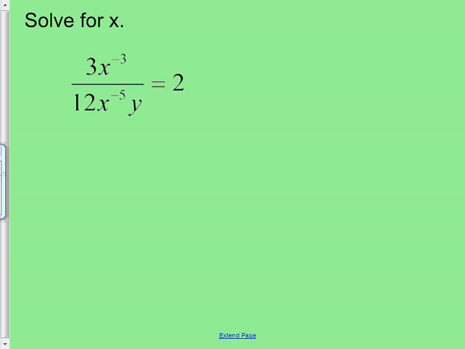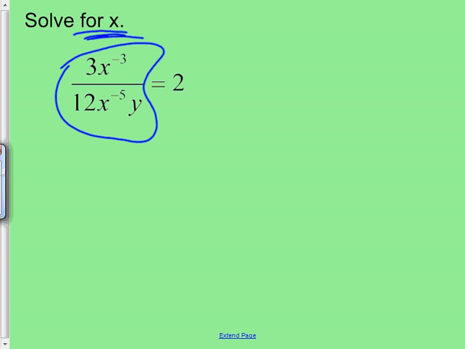You got to simplify this down, and notice it says solve for x. That means you should say x equals, and then it might have a y in your answer, and it's okay if it does. Just get the x alone. I'll pause for a second while I try that one.